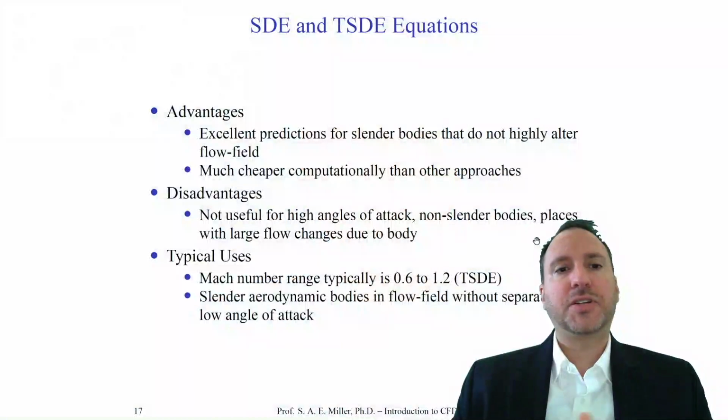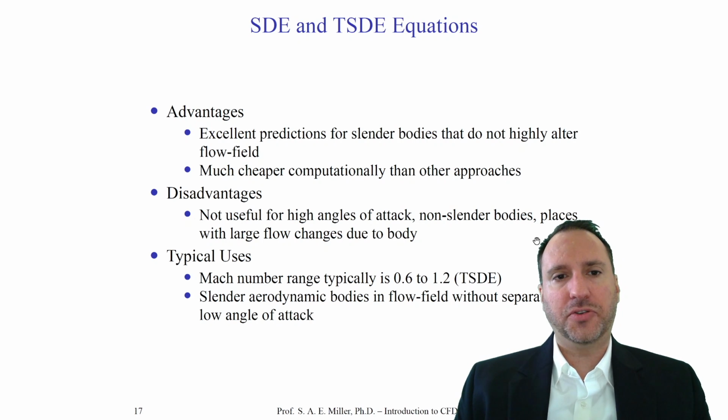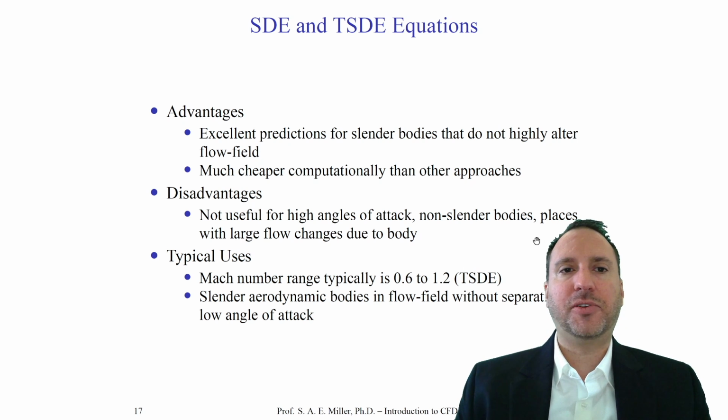Let's look at some advantages and disadvantages of the small disturbance equation versus transonic small disturbance equations. There are particular advantages, of course, that there'll be excellent predictions for slender bodies that do not highly alter the flow field. This is wonderful. So if you have a very slender, high-speed body, you can simply solve the SDE equations very, very cheaply relative to modern solvers.